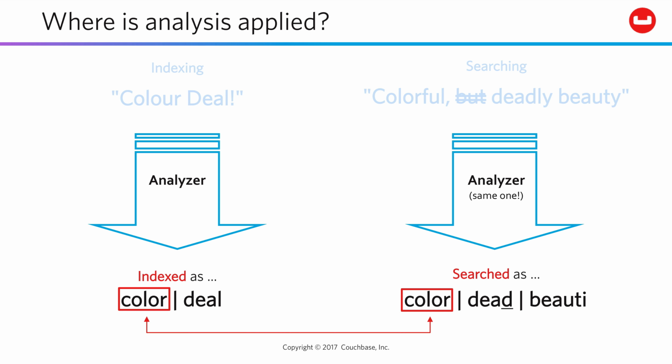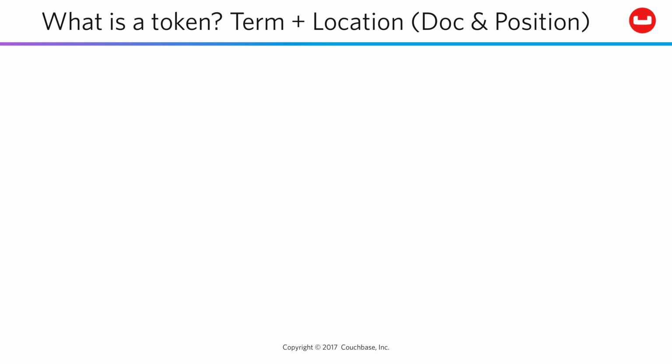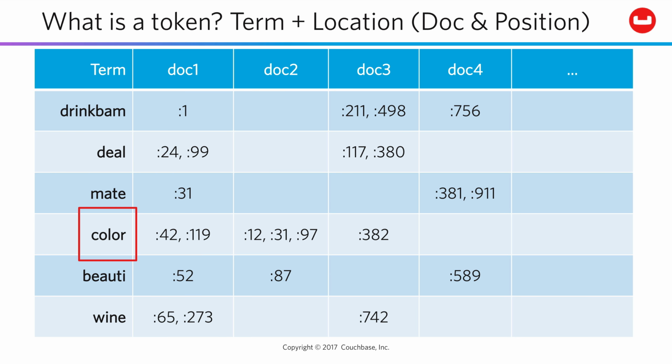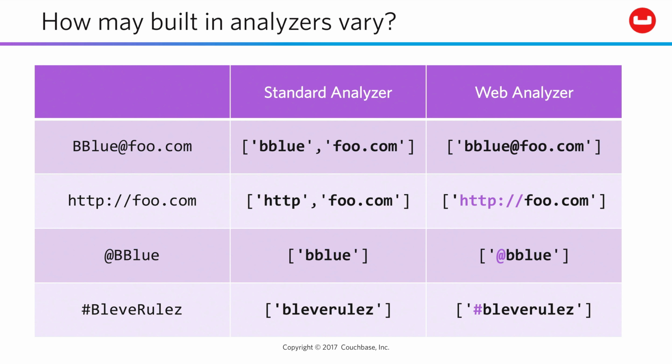So what is this element being analyzed? Well, it's tokens. A token is essentially comprised of a term, a document reference, and an offset position within that document. Different analyzers, though, will make different choices about tokens. For example, the standard analyzer would chop an email address into 2 tokens, while the web analyzer would leave it intact and create a single token for this term.